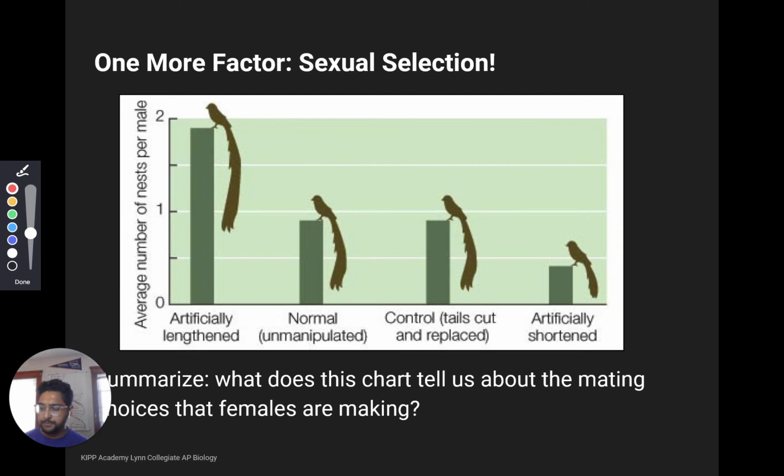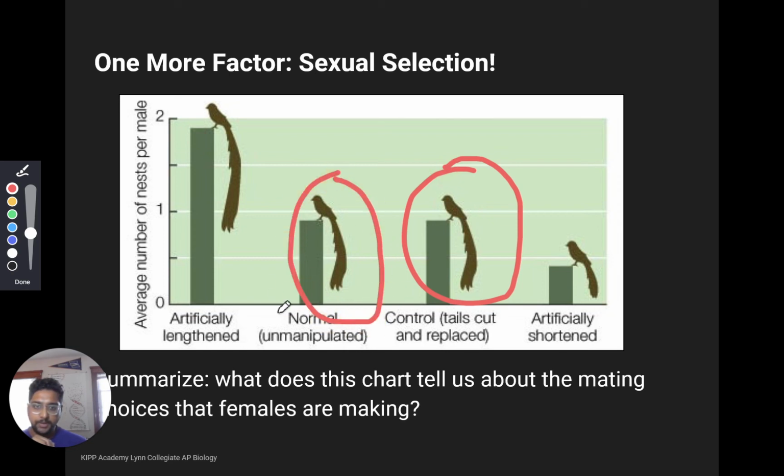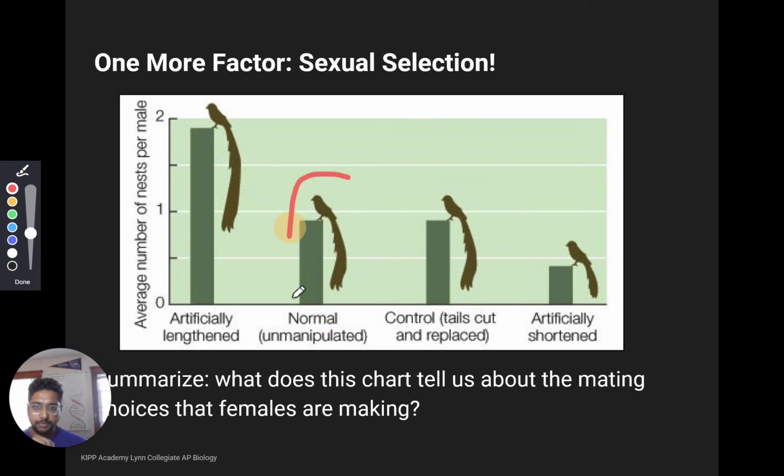So here's an example that we've looked at in the past called willow birds. These willow birds were manipulated. So we were trying to figure out, what does artificially lengthening the tail of a willow bird have to do with their ability to reproduce? So here's the control. Here's what a willow bird normally looks like. Or sorry, here's the normal one. Unmanipulated. So nothing is happening to the bird.